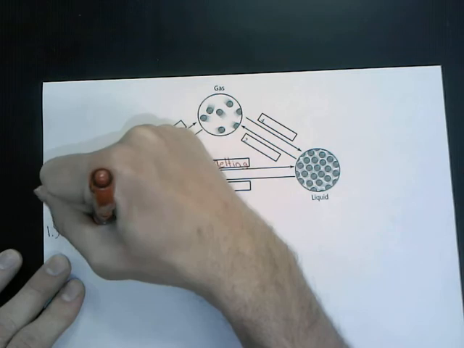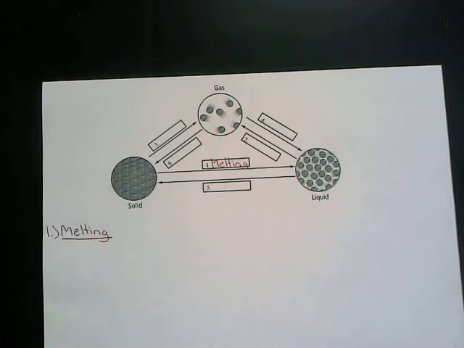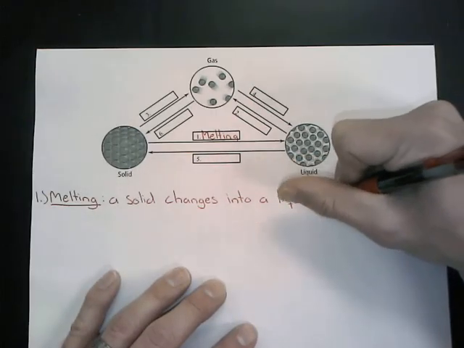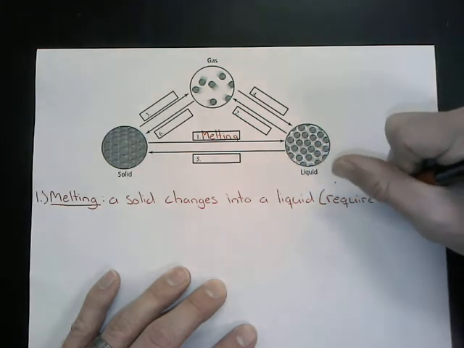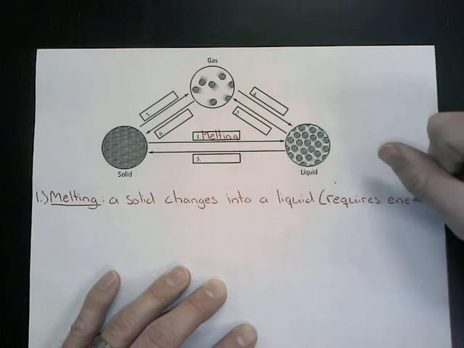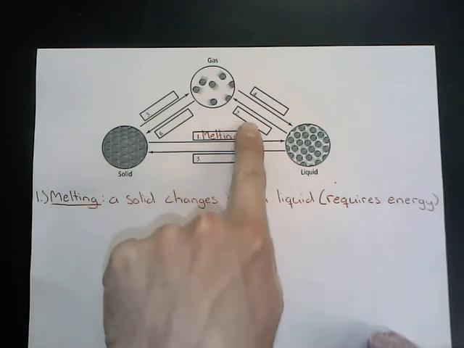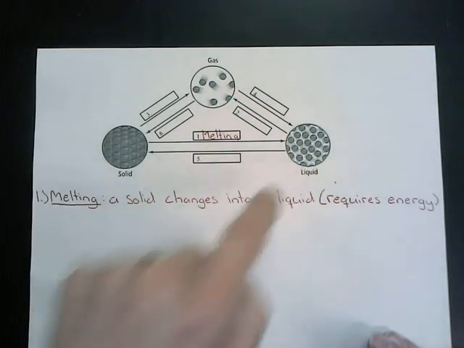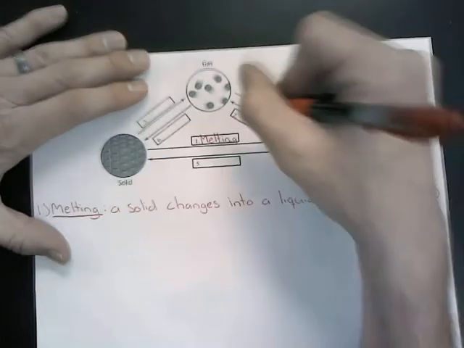Melting is when a solid changes into a liquid. The process of melting is going to require energy. Okay, so now if we look at box number 2, a liquid going to a gas, that process is known as vaporization.